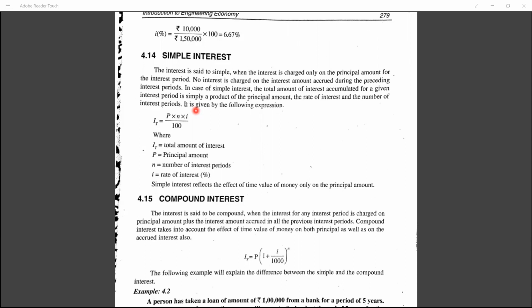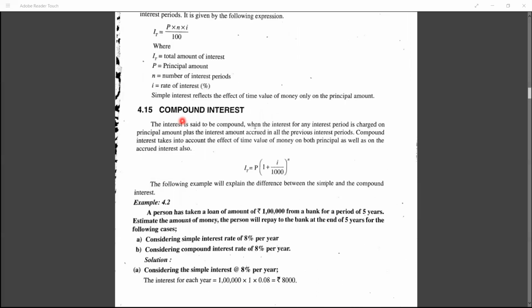Now, compound interest. Compound interest is charged on the principal amount plus interest. It is similar to the time value of money problem we have calculated. So here compound interest is principal value P times (1 plus I by 100) raised to n. N is nothing but the number of years.